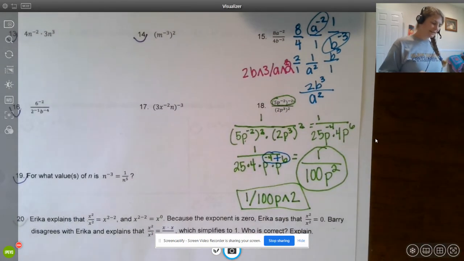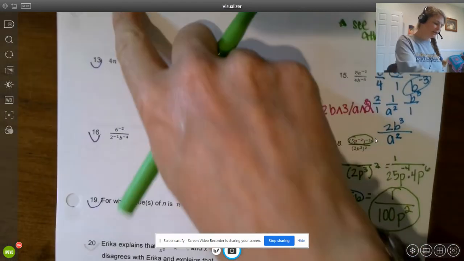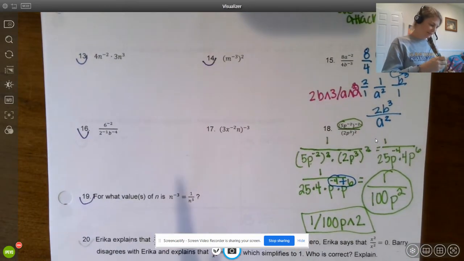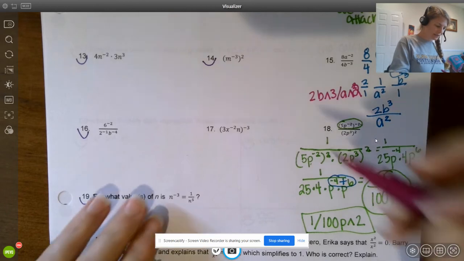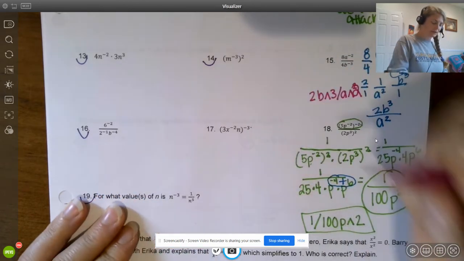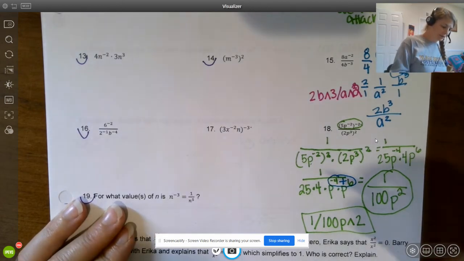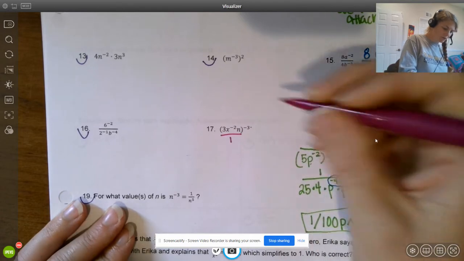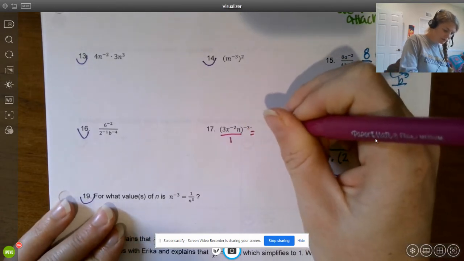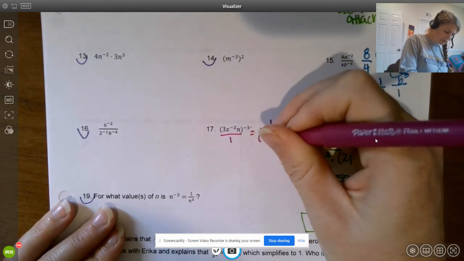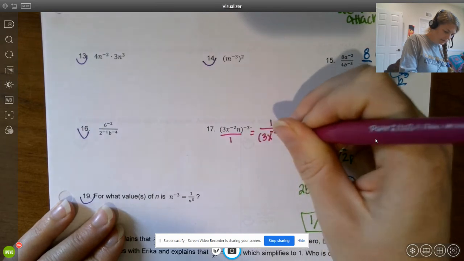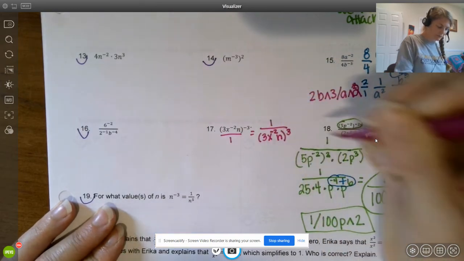Nice. Okay, let's look at 17 together, and then I'll let you finish through 19. Okay, so taking a look at 17, I have this negative exponent on the outside, so I could take the reciprocal of everything on the inside first to make the exponent positive. I think I'm going to do that. So thinking about this all over 1. So now it turns into 1 over 3x to the negative 2nd n all to the positive 3.